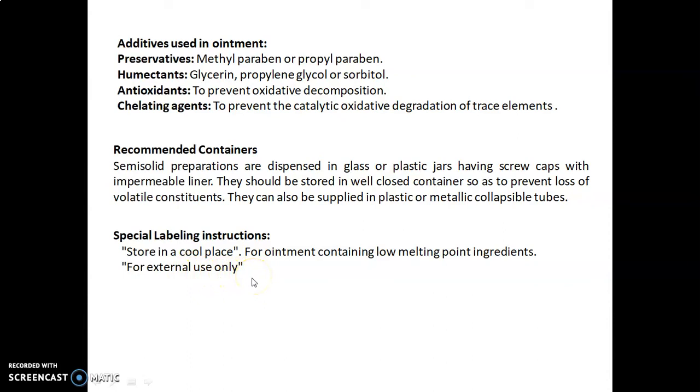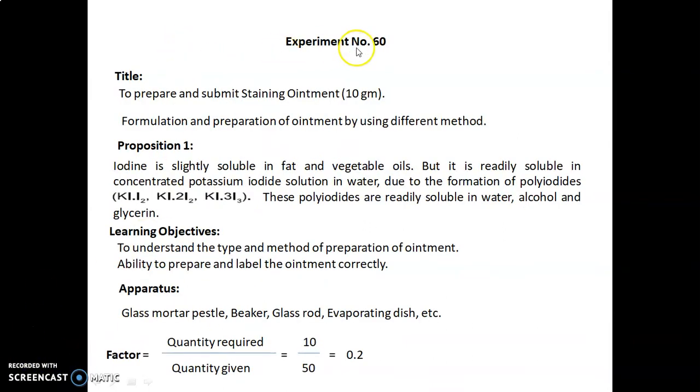In the next session we will see in detail about the experiments. Experiment number 60. The title of this experiment is to prepare and submit the staining ointment, 10 gram. Formulation and preparation of ointment by using different methods.